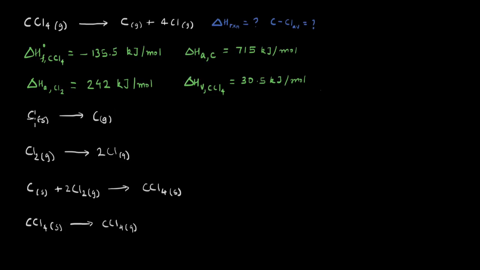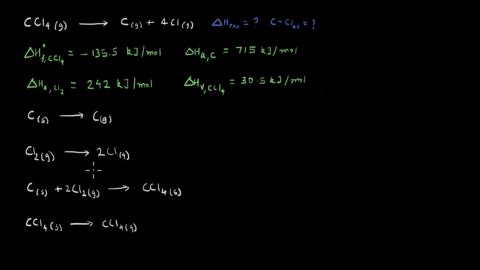So we have carbon going from solid to gaseous state, and for this the enthalpy of atomization is given. Then we have chlorine, which gives 2 chlorine atoms, and the enthalpy of atomization for this is also given. Then we have the enthalpy of formation of CCl4, which can be written like this. And finally the enthalpy of vaporization of CCl4, which is written like this.